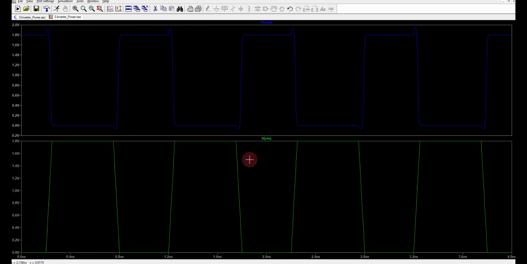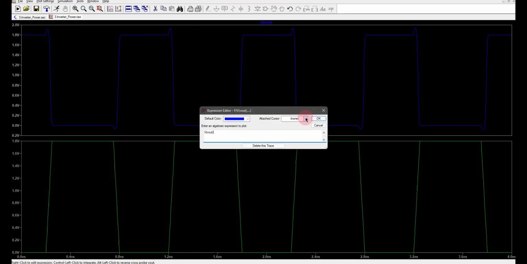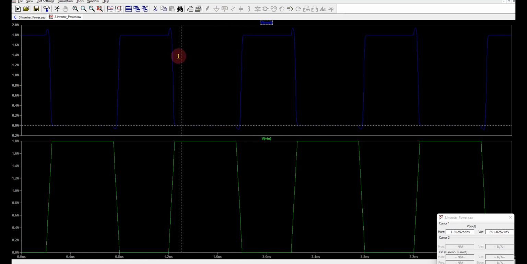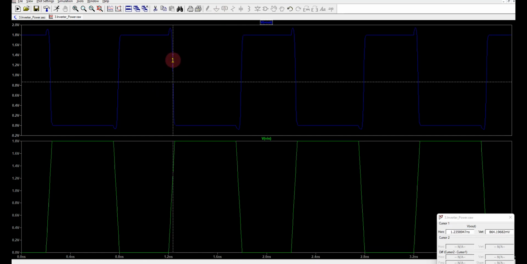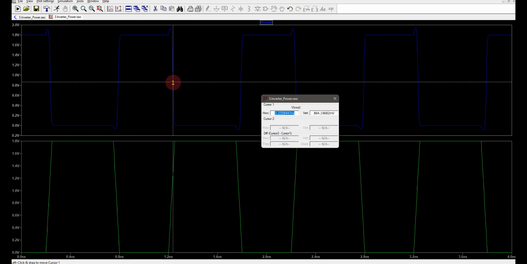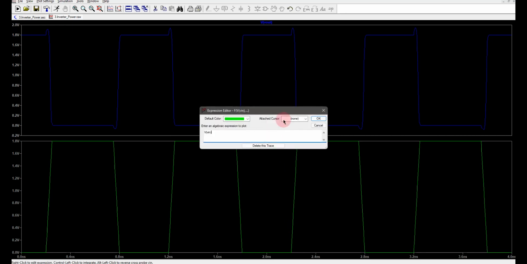Now if you have to find the propagation delay, what I can do is put a cursor here first. So I try to move this cursor slowly. I bring it close to 0.9 volt out here, right? Now if you see here, what is the value of the time here? It is 1.23 nanosecond. Now here also I put a cursor out here.